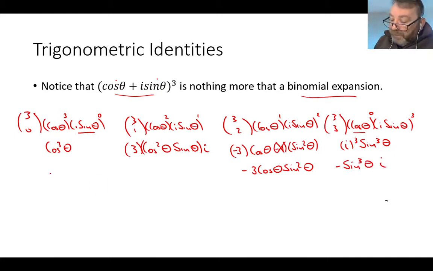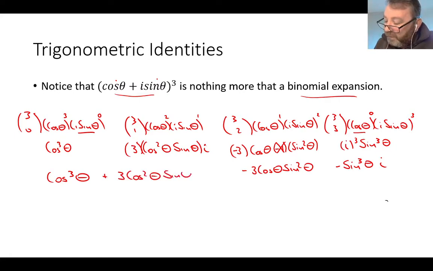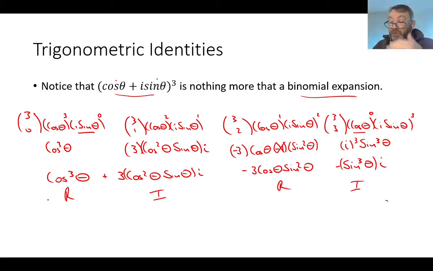So to tidy this up then, we get cos cubed theta plus 3 times cos squared theta sine theta i minus 3 times cos theta sine squared theta minus sine cubed theta i. Do you notice anything? Do you notice the alternation between a real term and an imaginary term? Now, because it alternates between reals and imaginaries, what I would do next is simply gather the reals together after one another.